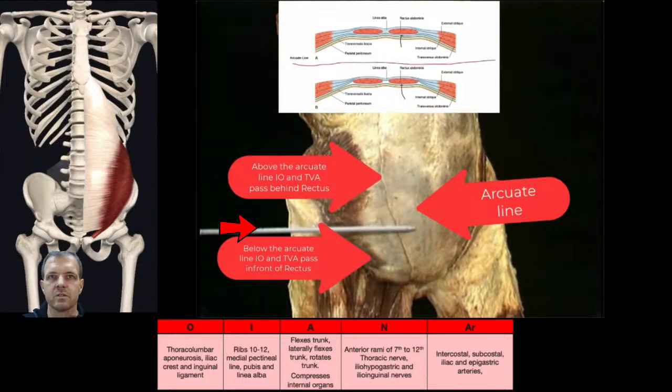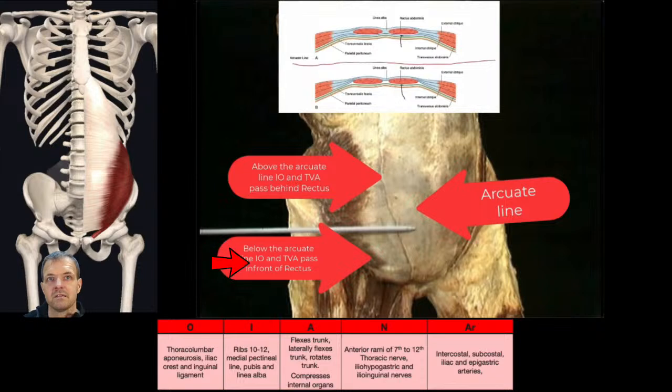There we go. Okay, just pause that there. So above the arcuate line, the internal oblique and the transverse abdominis pass behind the rectus, so like this one here. Okay, so there's your transverse, there's the internal. Both of those are going behind the rectus abdominis and then attaching in the middle.